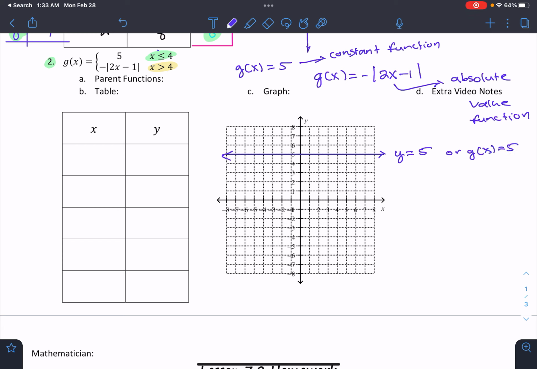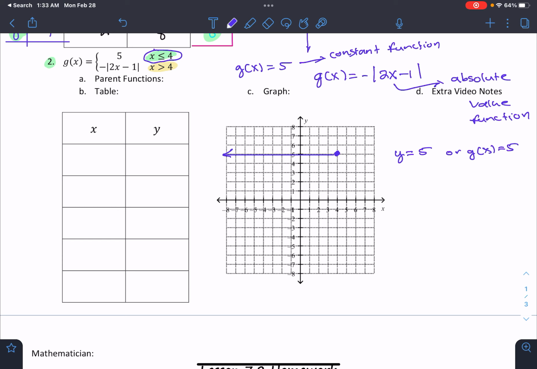But do you see how the restriction says that we want x to be less than or equal to 4? So that means that this part right here, I don't care about this part. I don't want this part. I only want the parts that are at x equals 4 or to the left of it. So what I'm going to do is erase this whole thing, and then I'm going to go to 4 and put a dot at 5. The reason you want a solid dot there is because it says x is less than or equal to 4. So that means my graph is going to look, let me make that look a little neater.